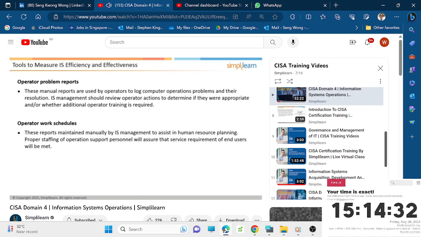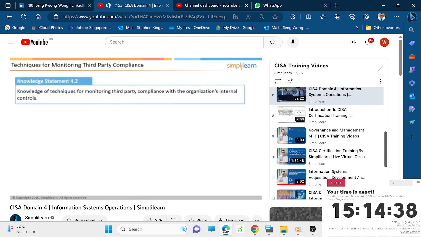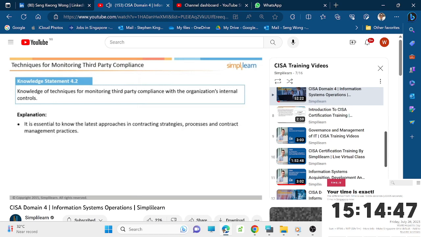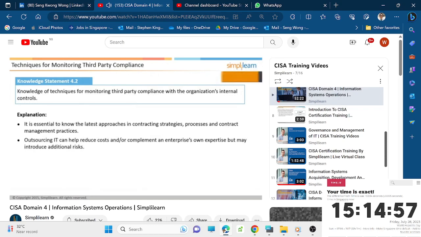Proper staffing of operation support personnel will assure that service requirements of end users will be met. The CISA candidate should have knowledge of techniques for monitoring third-party compliance with the organization's internal controls. It is essential to know the latest approaches in contracting strategies, processes, and contract management practices. Outsourcing IT can help reduce costs and/or complement an enterprise's own expertise, but may introduce additional risks.